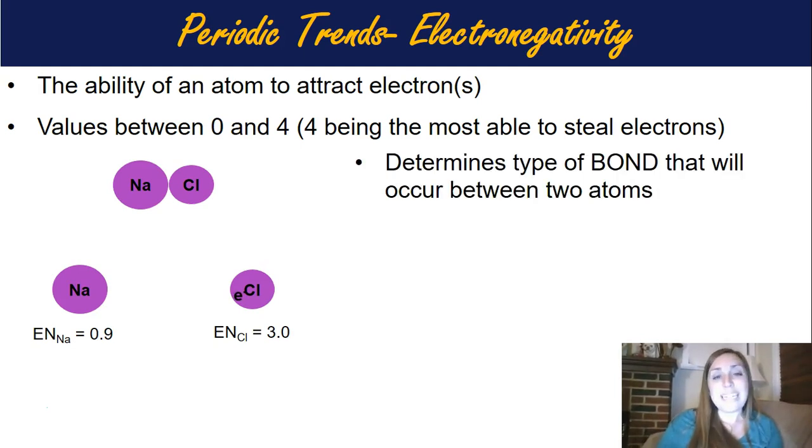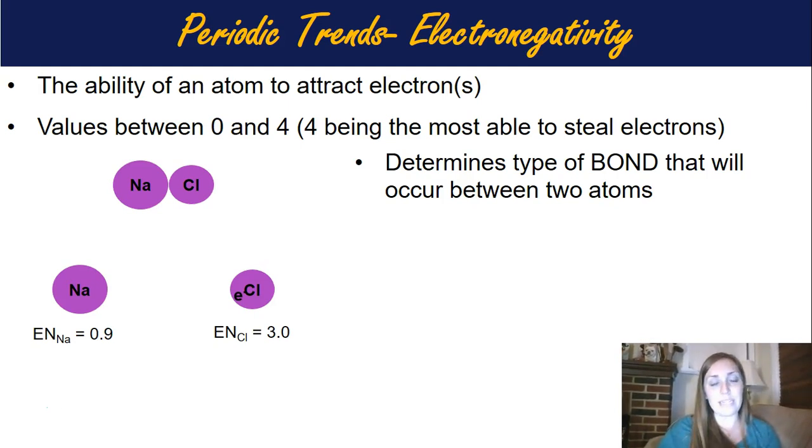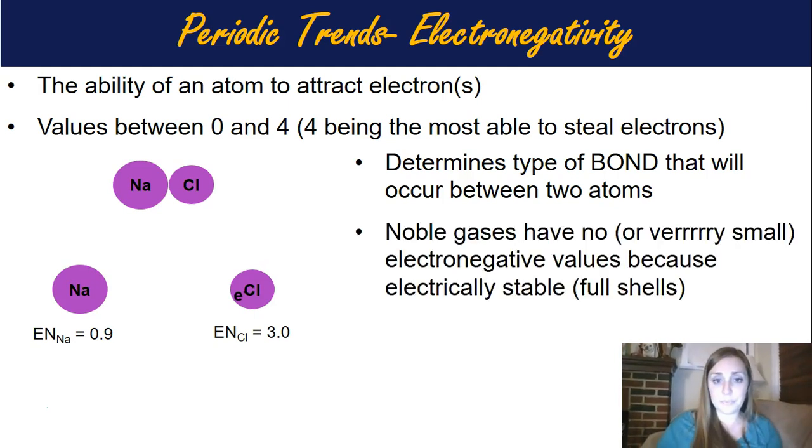This is going to determine what type of bond happens. We're going to go through this in Unit 3, but I just wanted you to be aware. We're going to come back to electronegativity. This is definitely the most important periodic trend to learn, in my opinion, because it's really going to dictate how well you comprehend the next unit.